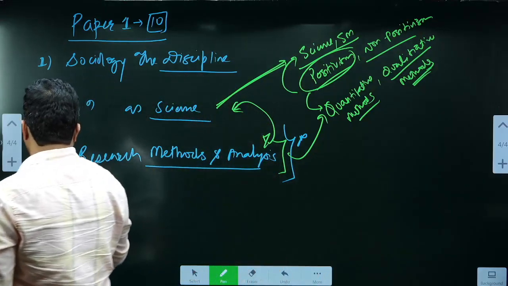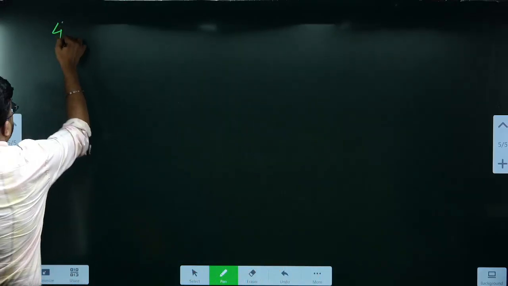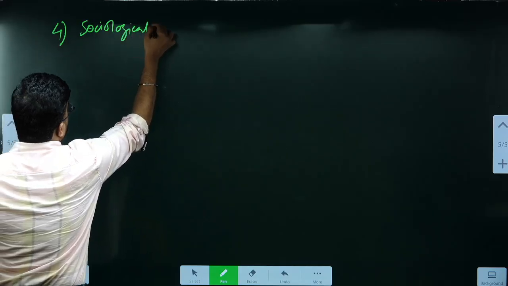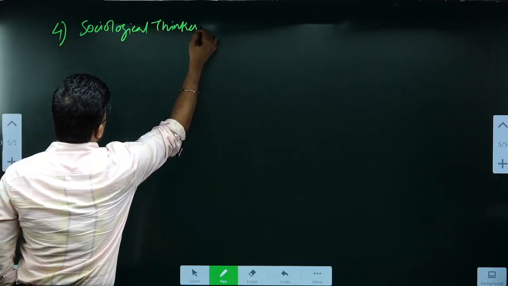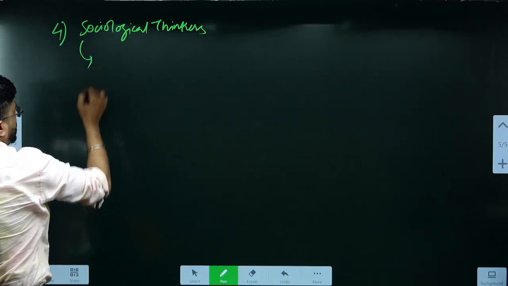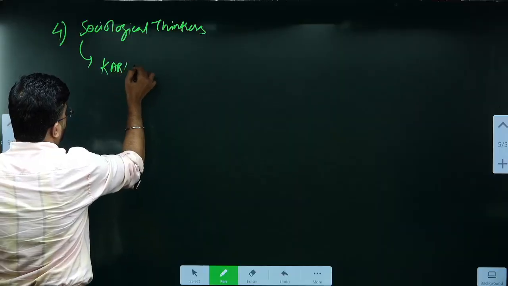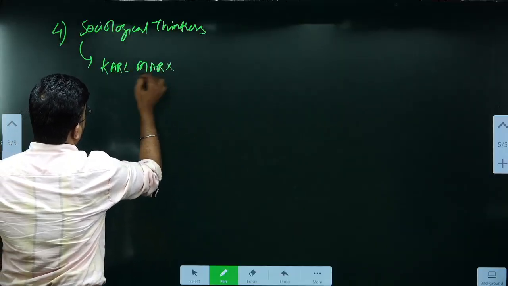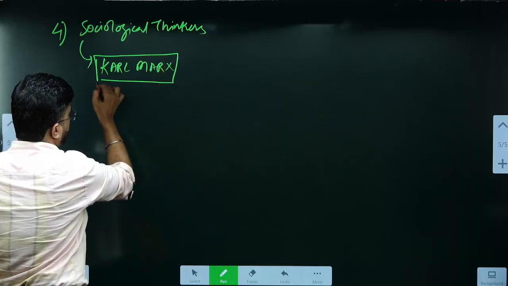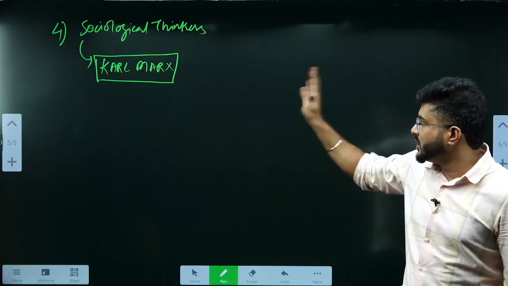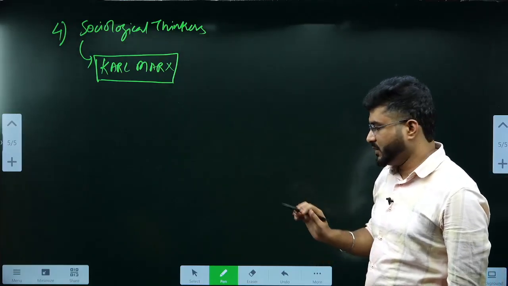Then the fourth chapter is about sociological thinkers, where you tend to focus on 6 different thinkers. One is Karl Marx. Now let's talk about Karl Marx first, that how we are going to integrate different sections of paper 1 with Karl Marx, this particular sociological thinker chapter of paper 1.